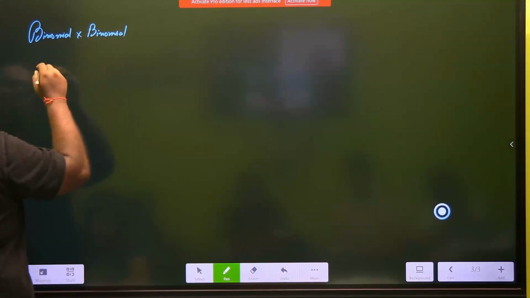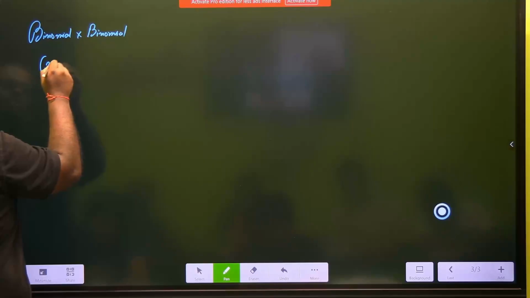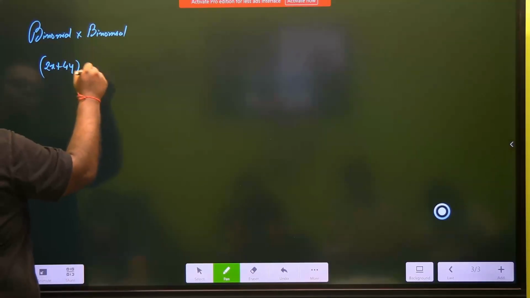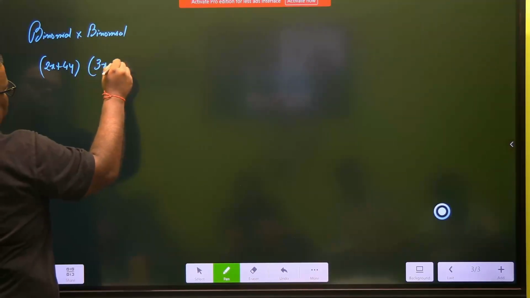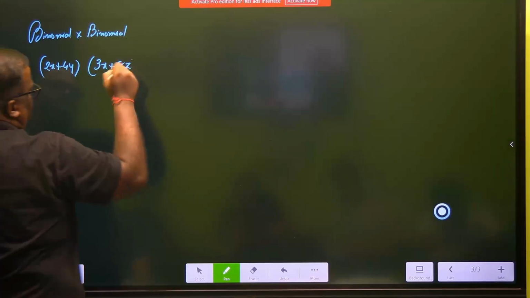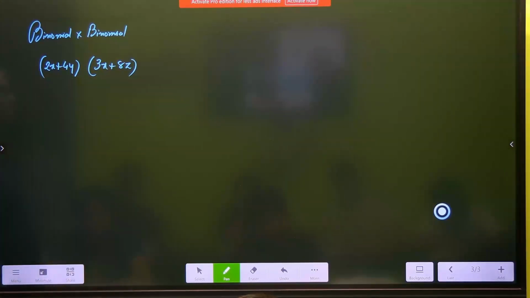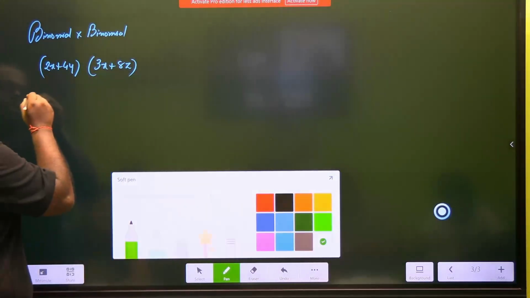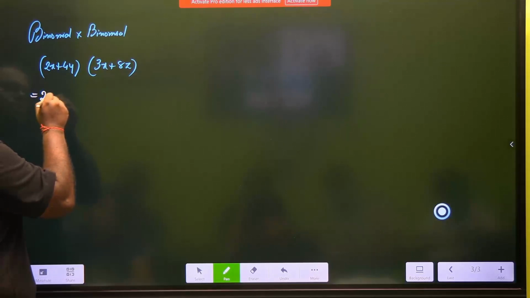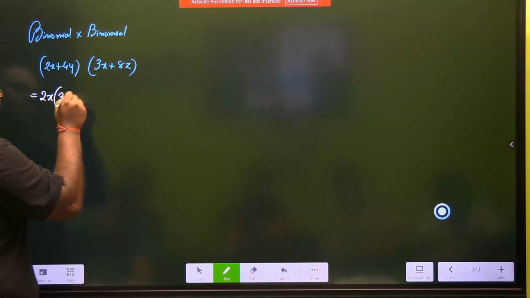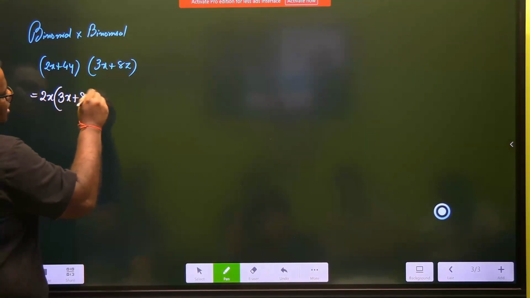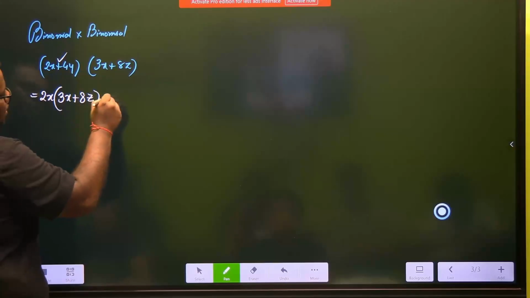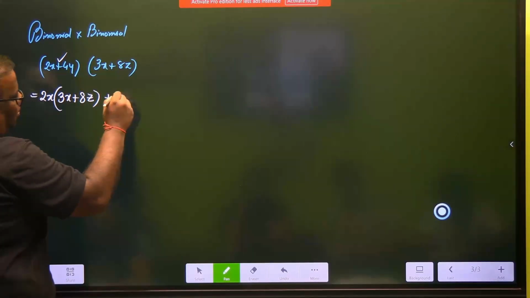Binomial multiplied by binomial. Let's take a very easy one. 2x plus 4y multiplies with 3x plus 8z. This is what? This is bino. Now we will do baby steps. Baby steps. So first 2x will come out. Kabaddi. And he will rate the bracket 3x plus 8z. Then whatever is this sign plus. Now 4y will come out.